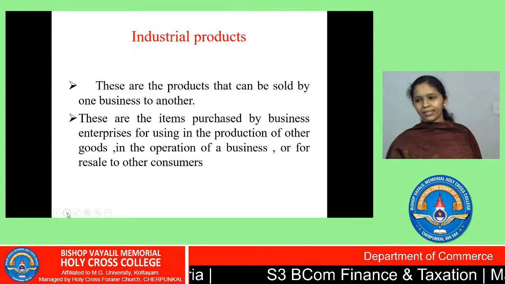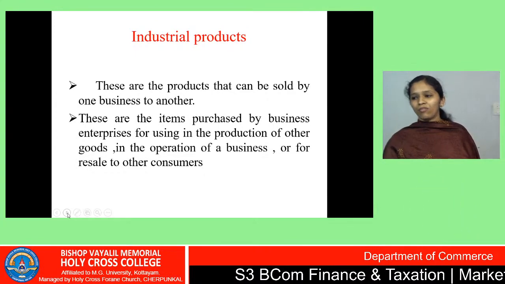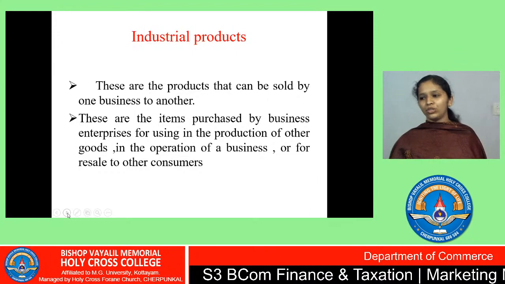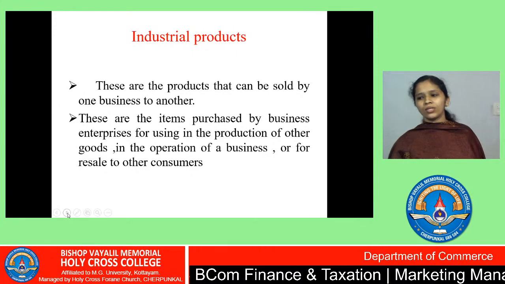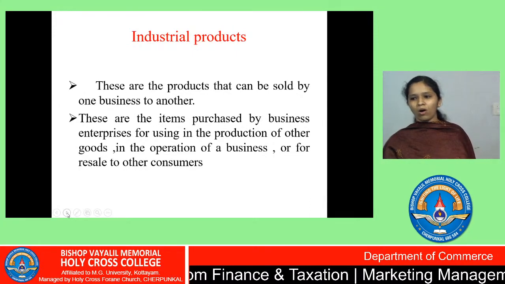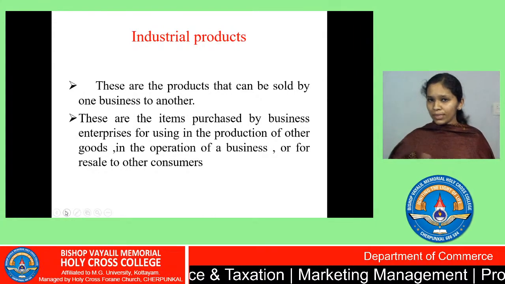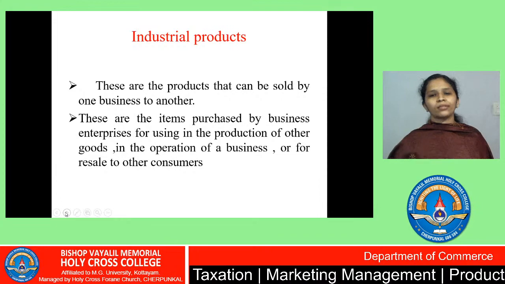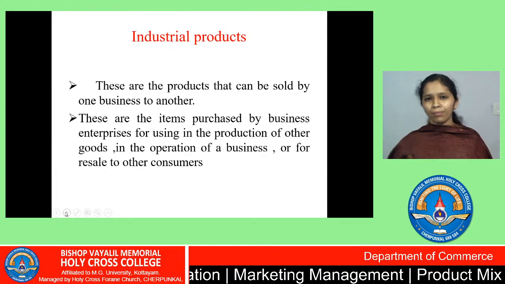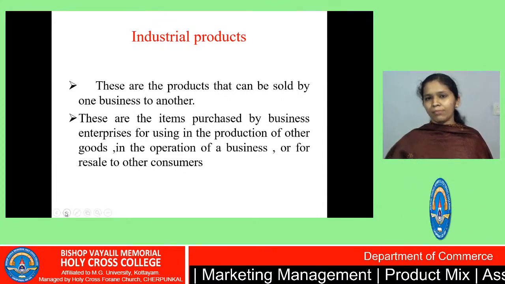So these are the items purchased by one business enterprise for using in the production of other goods, in the operation of a business, or for resale to other consumers. ഒരു ബിസിനസ് മറ്റൊരു ബിസിനസ്സിന് വിൽക്കുന്ന പ്രൊഡക്റ്റുകൾക്ക് പറയുന്ന പേരാണ് ഇൻഡസ്ട്രിയൽ പ്രോഡക്ട്സ്. അതായത് മെയിനായിട്ടും ഇൻഡസ്ട്രിയൽ പർപ്പസ് ആണ്.